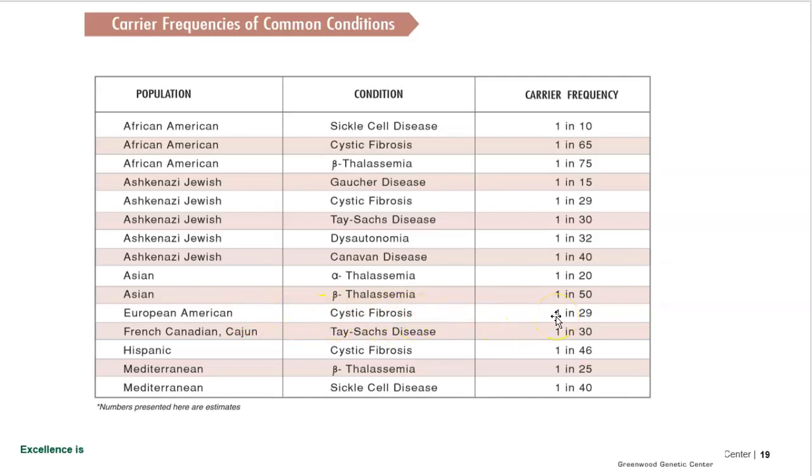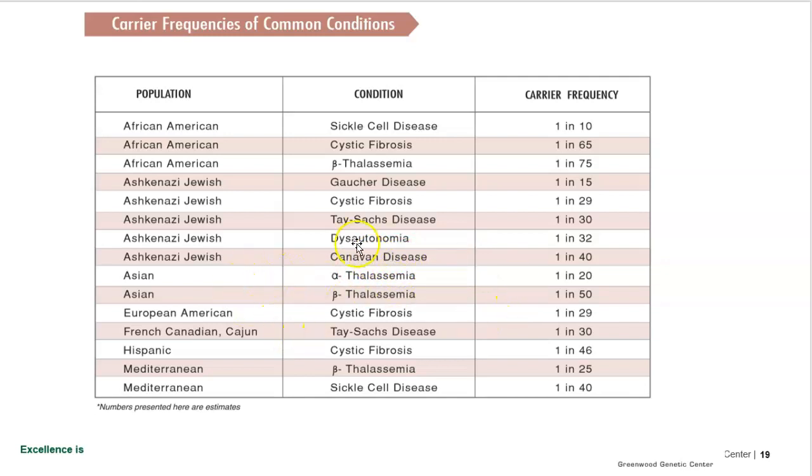Whereas cystic fibrosis is 1 in 65 in individuals of African American descent, but in the Caucasian population it's 1 in 29. Ashkenazi Jewish means you're Jewish and you came from Europe, and they were a very small inbred population, and that can increase the risk of certain recessive diseases. Individuals of Ashkenazi Jewish descent have an increased risk of a lysosomal storage disease known as Gaucher's, again, cystic fibrosis, Tay-Sachs, and dysautonomia, as well as Canavan's disease, which is another metabolic disorder.